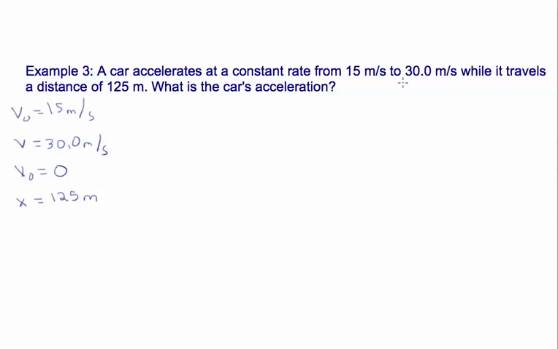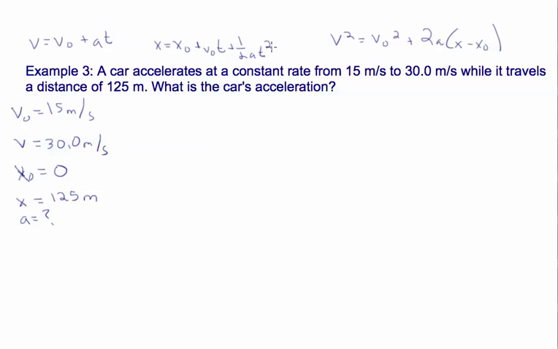And we're asked to find acceleration. So I added the equations to the top. So for this one, if we look at our variables, we can't use this one because we don't know a or t. So we have to use this one. It's the only one that can give us acceleration if we don't know time.